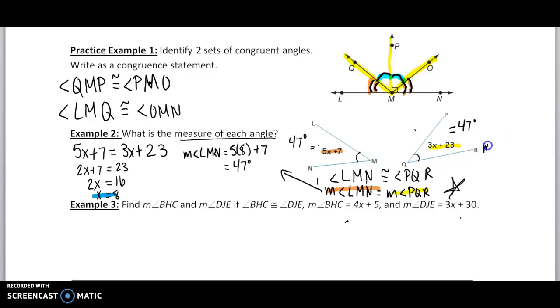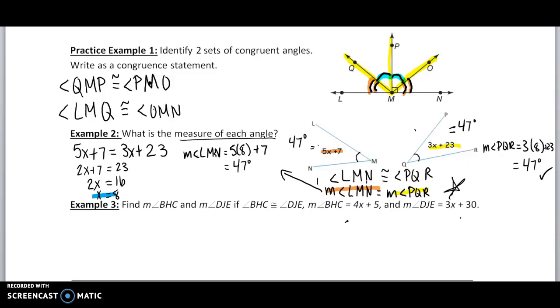So I know that the measure of angle PQR is equal to 3 times whatever x is plus 23. I'll put that in there. And I know x is 8. So I substitute that in. 3 times 8 is 24. Add 23, and you still get 47. So yep, I see both angles are 47 degrees. Their measures are equal and their angles are congruent.